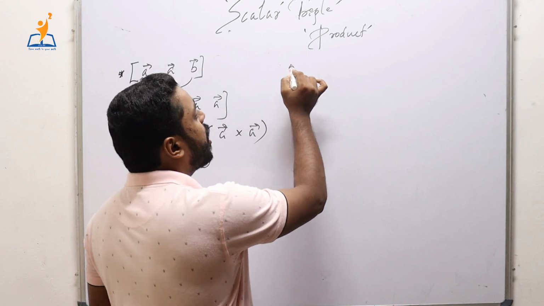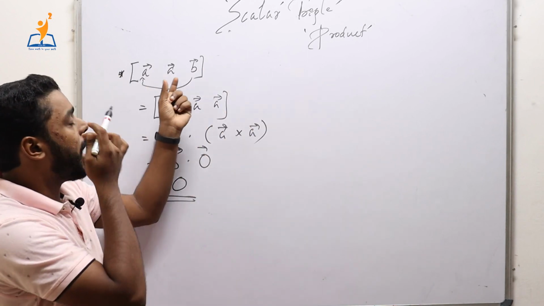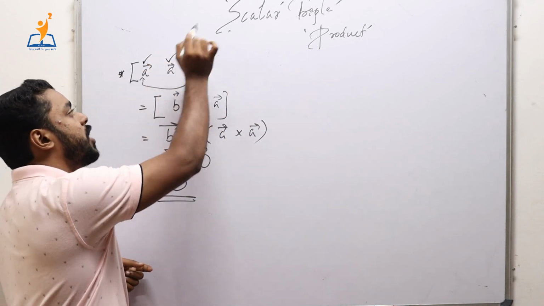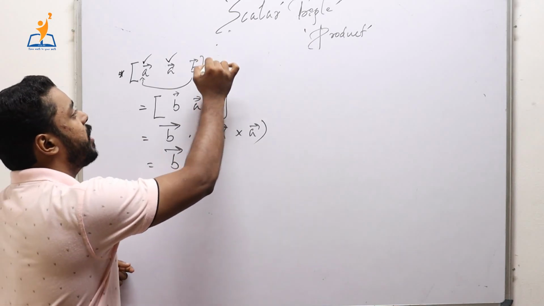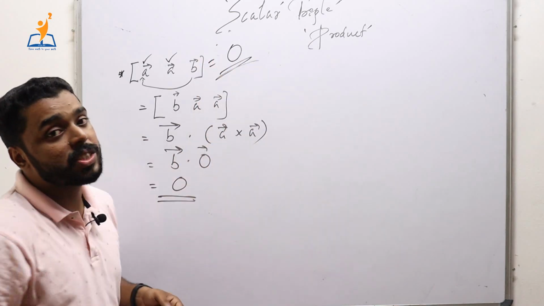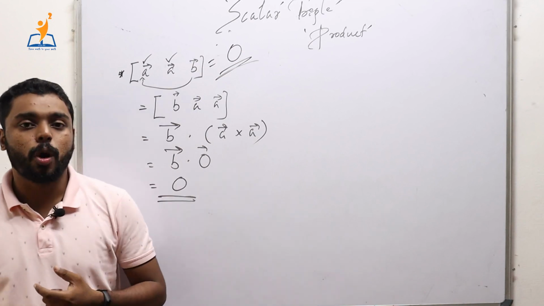Now we can easily say that whatever the vectors A and B are, if the first vector is equal to the second vector, then the box product will be equal to 0. This is our last property in this section.